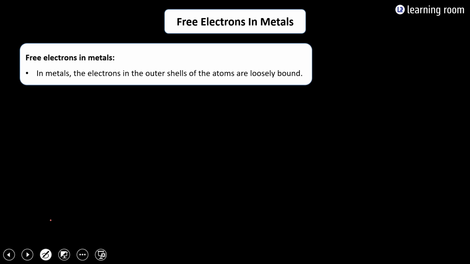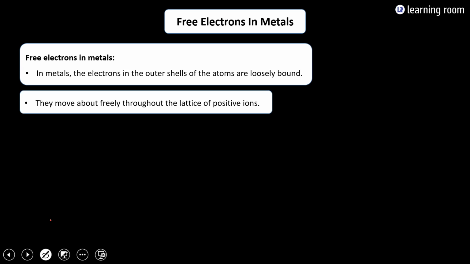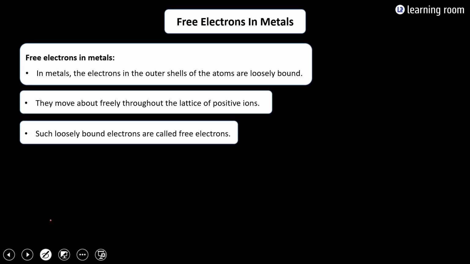So here, in metals, the electrons in the outer shells of the atoms are loosely bound. And how are they going to be? They move about freely throughout the lattice of positive ions. From your solid state chemistry, you would have understood what a lattice is. You have different kinds of structures, BCC, FCC, all those things. You have a lattice, and inside that lattice these electrons can move. So they move about freely throughout the lattice of positive ions. And such loosely bound electrons, which can actually participate in the conduction process, are what are called free electrons. Are you able to understand?